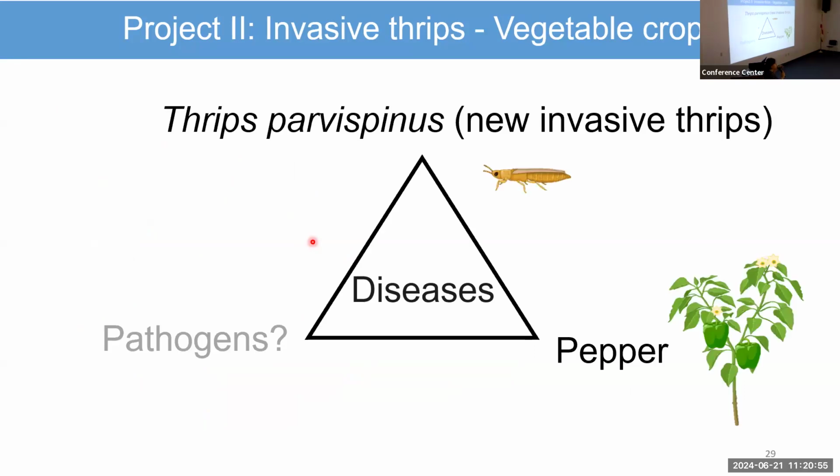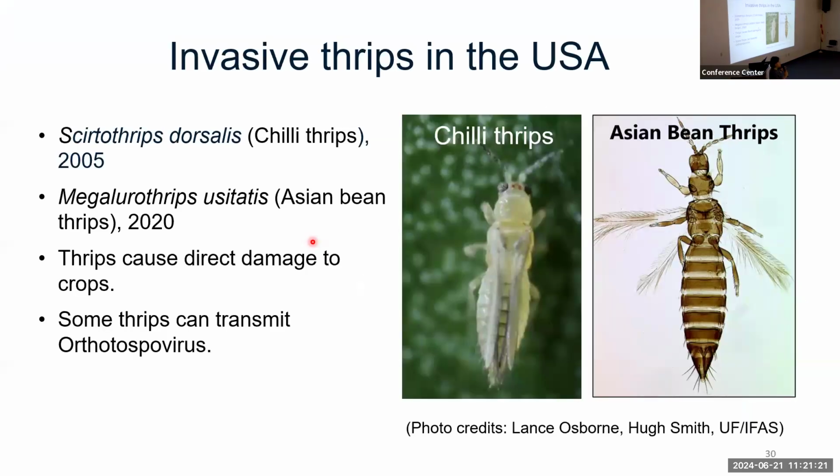Thrips parvispinus is a new invasive thrips in Florida, and they caused a lot of damage on peppers. So for this system, we don't have any pathogen components yet. We don't know if they are transmitting any virus, but because they cause a lot of direct damage on pepper, we are focusing on this one and seeing if we can help growers to mitigate the impacts of these thrips.